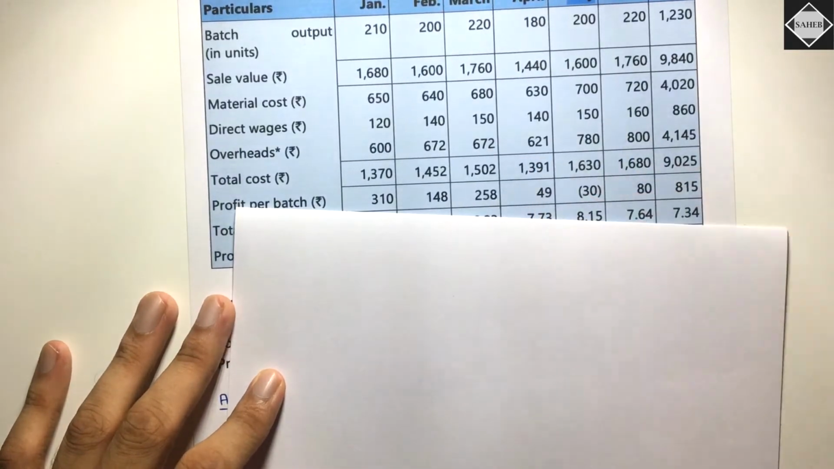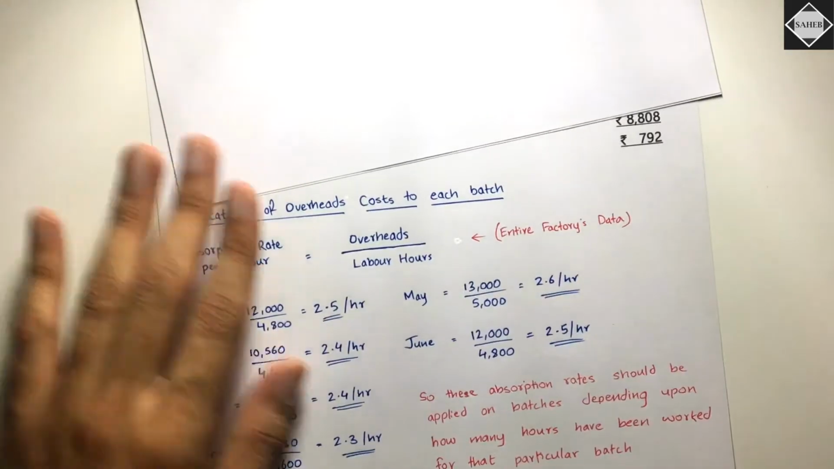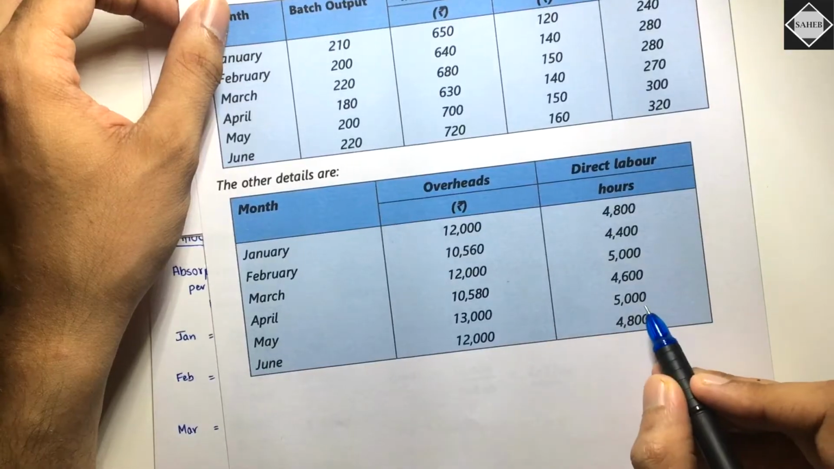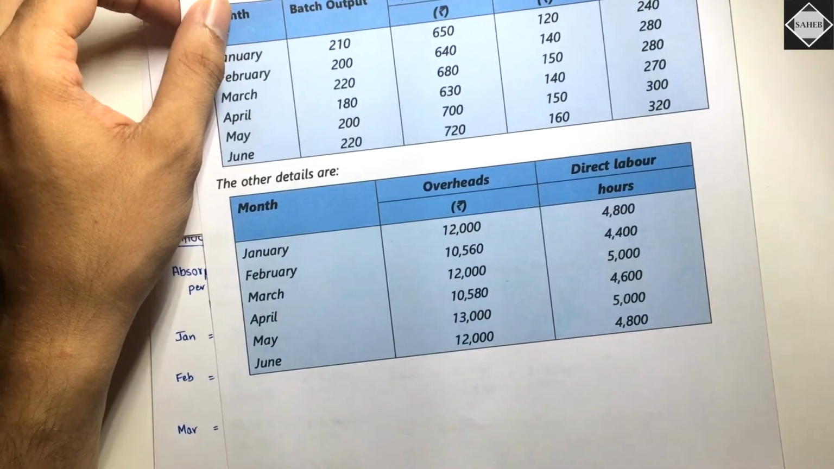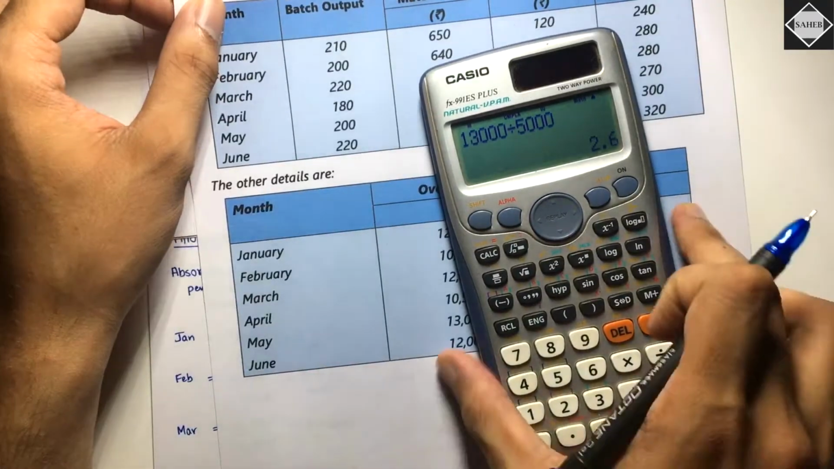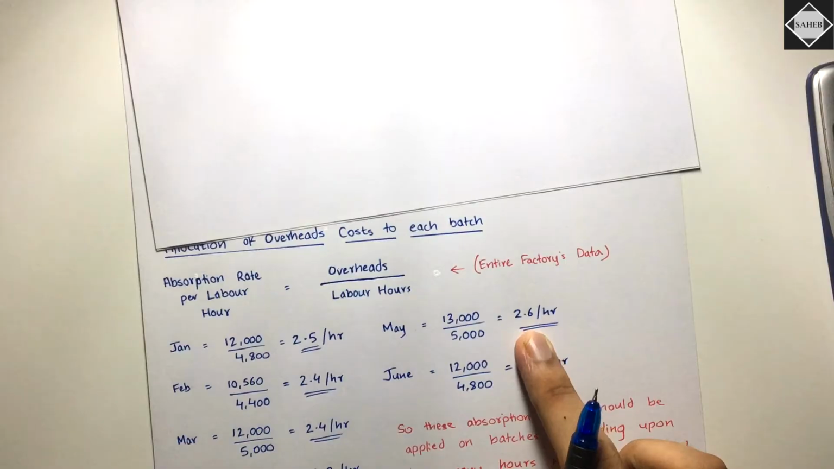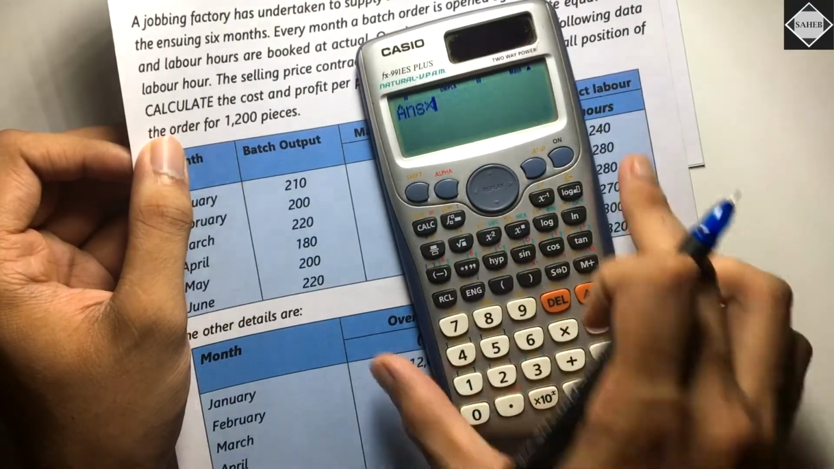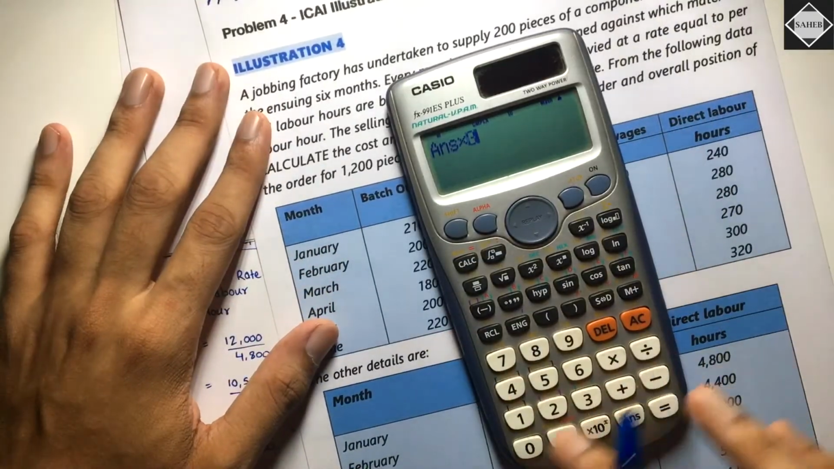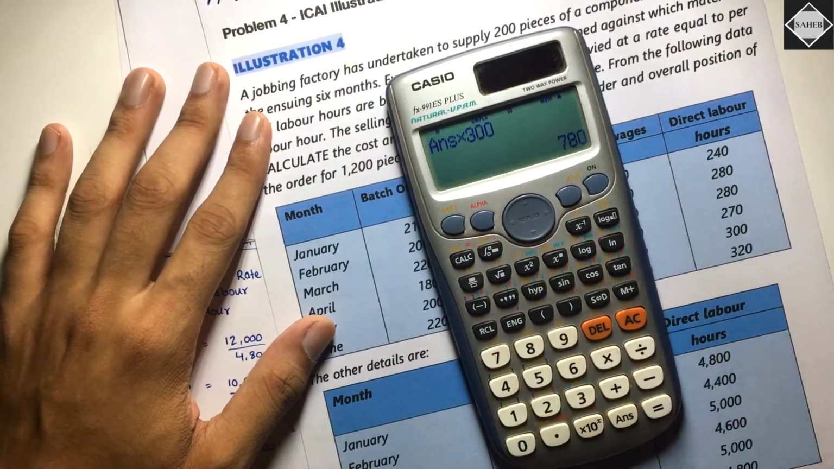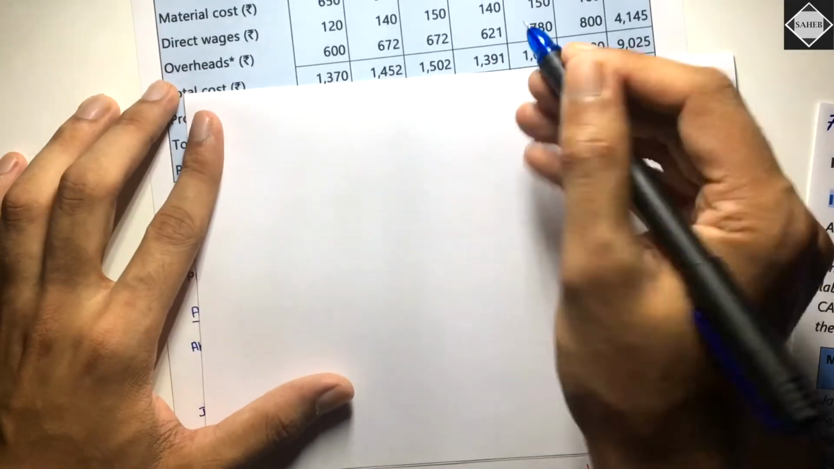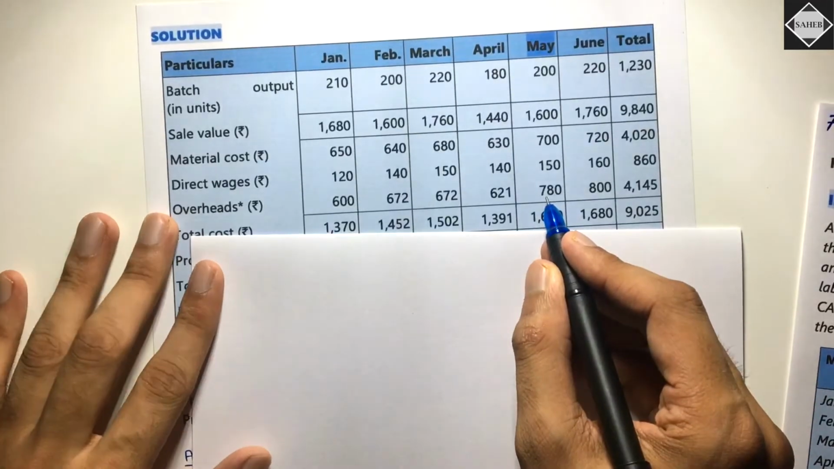Let's see of May also. In the month of May, what's happening? In the month of May, 13,000 overheads are there, and the direct labor hours are 5,000. So 13,000 divided by 5,000, that's equal to 2.6. Yeah, 2.6 per labor hour. So into May, 300 hours, that's equal to 780. Clear? So see, in the cost sheet here, it's how much? 780. Is it clear? Really simple and straightforward.